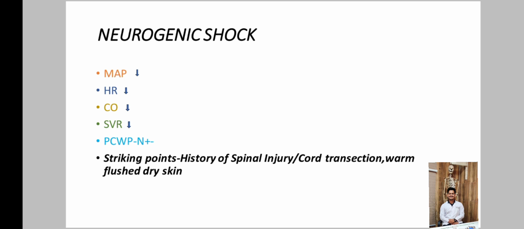Then you'll ask, okay, then why is the systemic vascular resistance decreased? Let's understand. The sympathetic tone is also required to maintain the tone in the peripheral blood vasculature as well. So when there is a decrease in the sympathetic tone, the blood vessels cannot compensate for the cardiac output, that is not seen as well. Thus the systemic vascular resistance is also decreased, and you will classically see warm, flushed, dry skin in case of neurogenic shock.